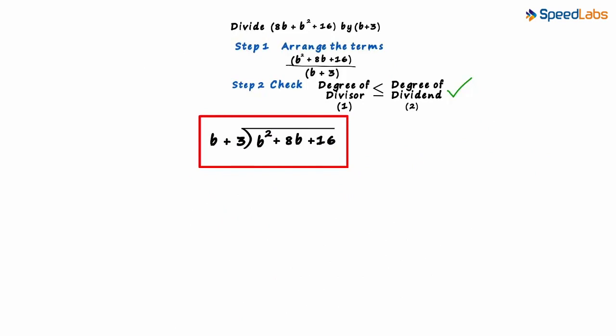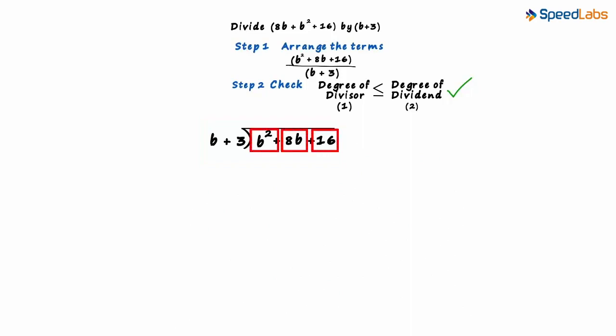How do we perform this division? It was simple when we had a monomial here. All we did was divide each term by the monomial. But now we have a binomial. Okay, here's the best way to do it. We divide the first term of the dividend by the first term of the divisor.